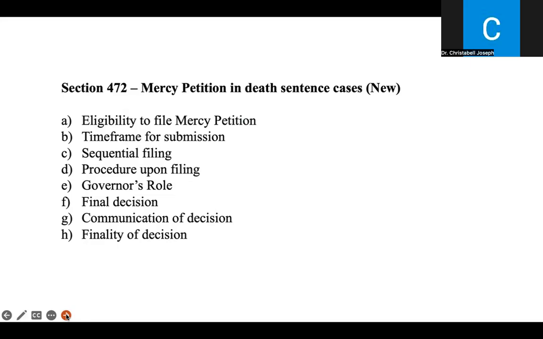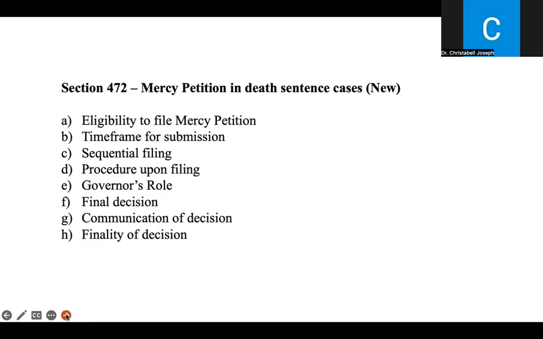The fifth subsection talks about the Governor's role. Upon receiving the mercy petition, the central government seeks the comments from the state government, then considers the petition along with the case records and makes recommendations to the President, again within 60 days from receiving the state government's comments and records from the superintendent of the jail.